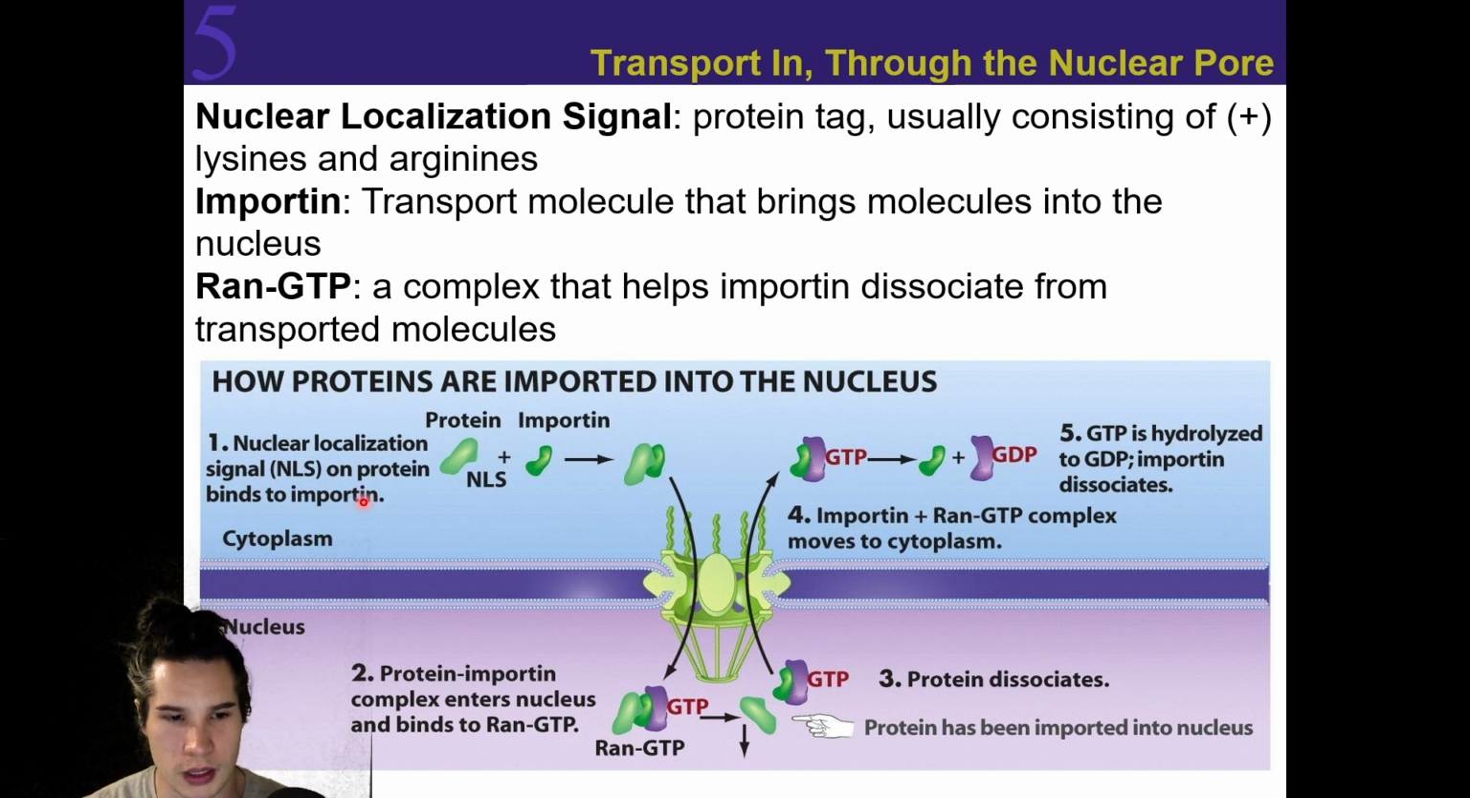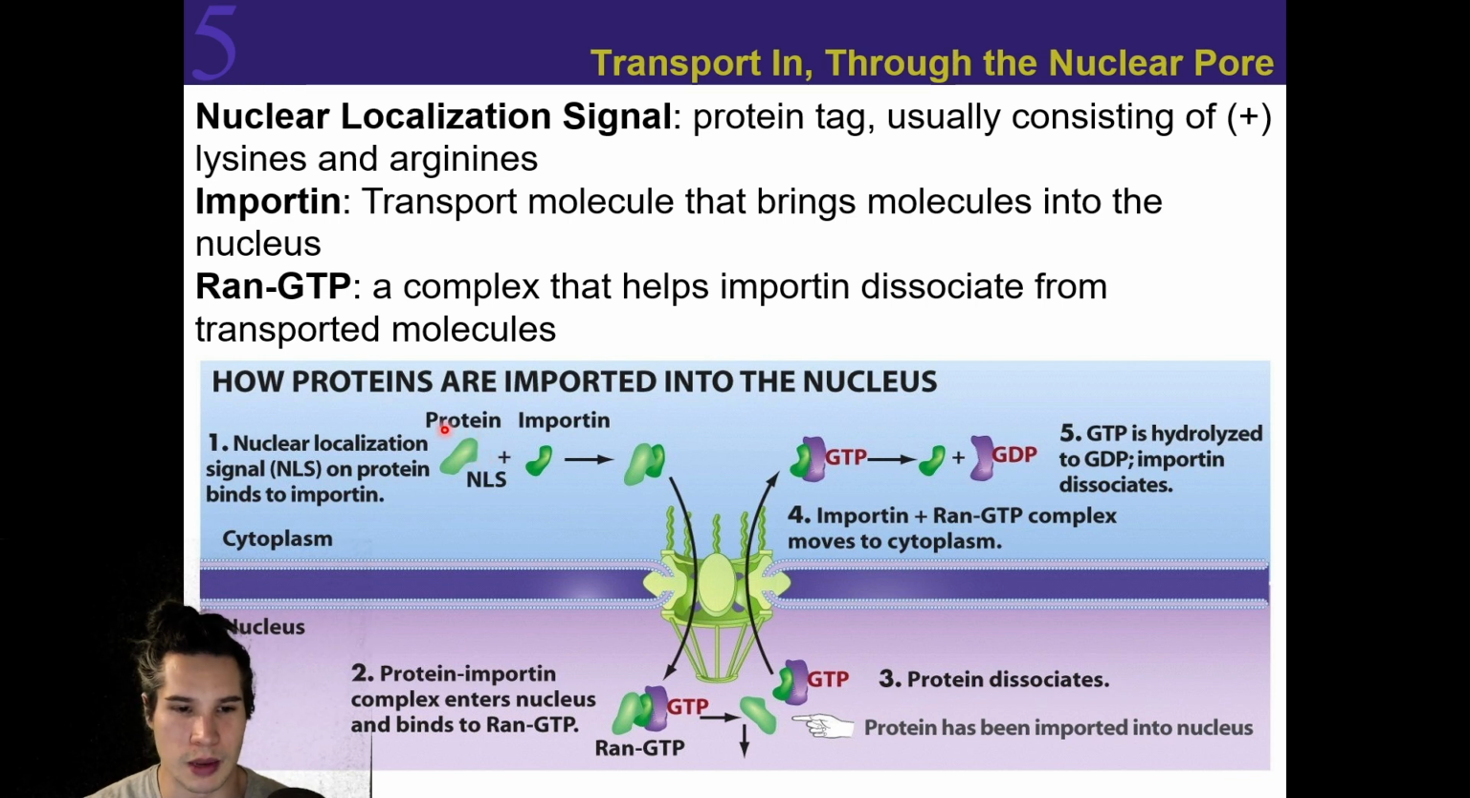So now let's go over the mechanism. We have a protein that contains a nuclear localization signal. It's embedded in the protein, and that's going to have an affinity for importin binding. So importin is going to see this nuclear localization signal. It's going to bind to it. It's going to have an affinity for binding to it.